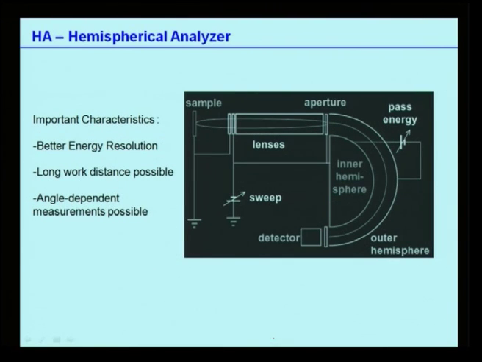You can always use a hemispherical analyzer. That's what I discussed at the beginning. This is the inner hemisphere, and this is the aperture. The sample electrons fall through, go through this hemispherical detector, and are detected.